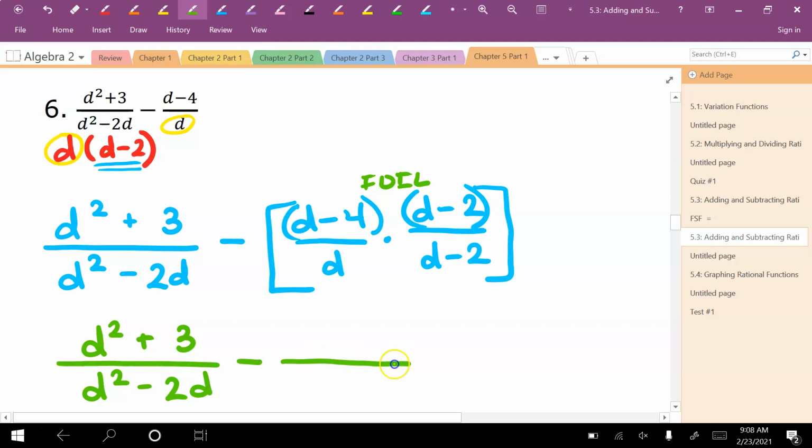The second fraction now, if I FOIL, is going to say d squared. Outside is going to be a negative 2d, and inside is going to be a negative 4d. So that's negative 6d if I combine them. And then last, negative 4, negative 2 is positive 8. This is over, I'm going to write it out on the bottom as a factored form. D times d minus 2.